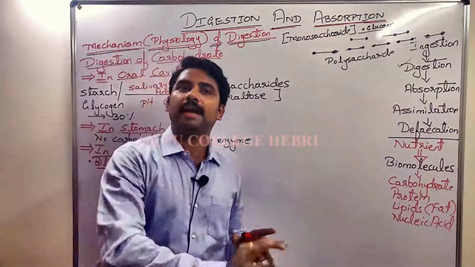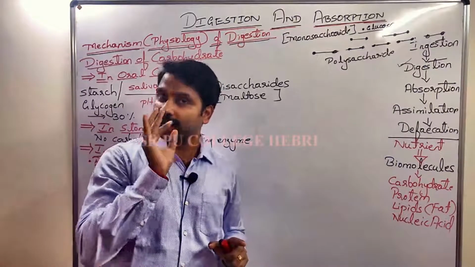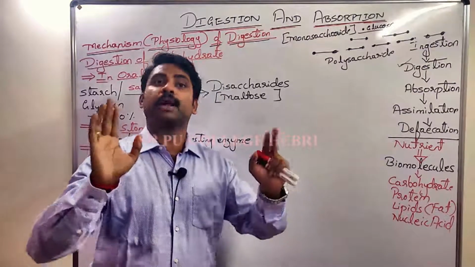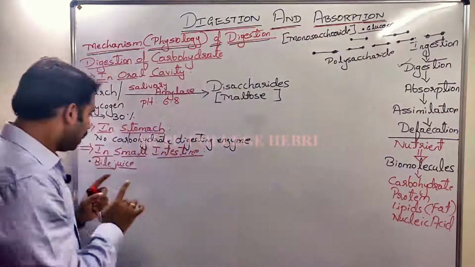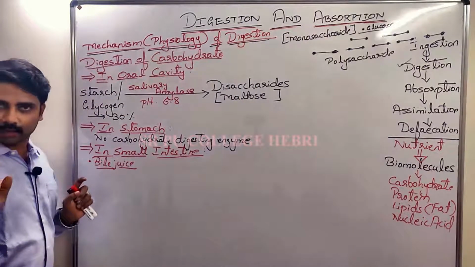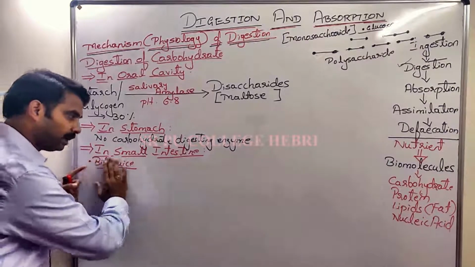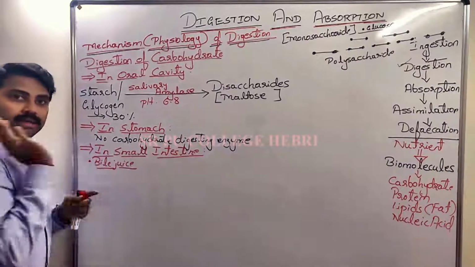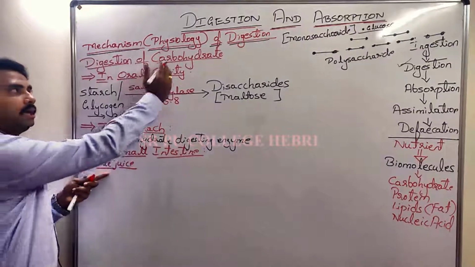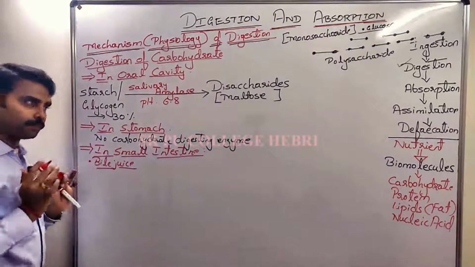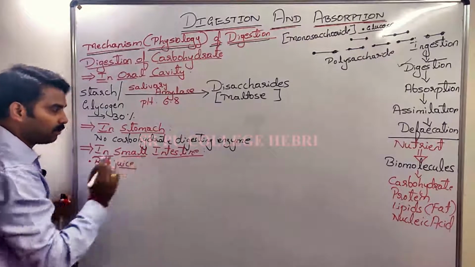If asked what the one and only job of bile juice is, it is emulsification. You need to talk about bile juice only when discussing lipid digestion. Clear? So here I am not going to speak anything about it because no role is played by bile juice in carbohydrate digestion. Now what happens in your small intestine?